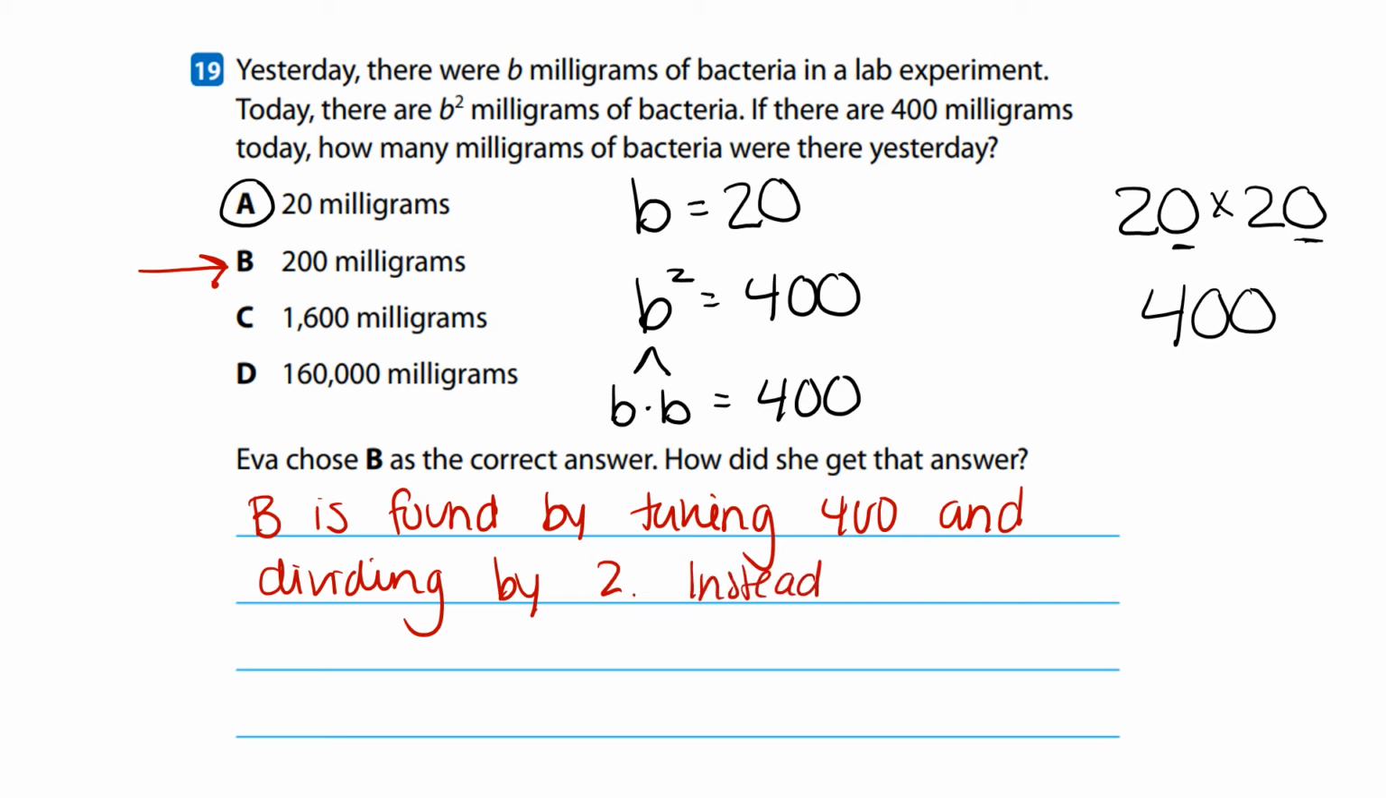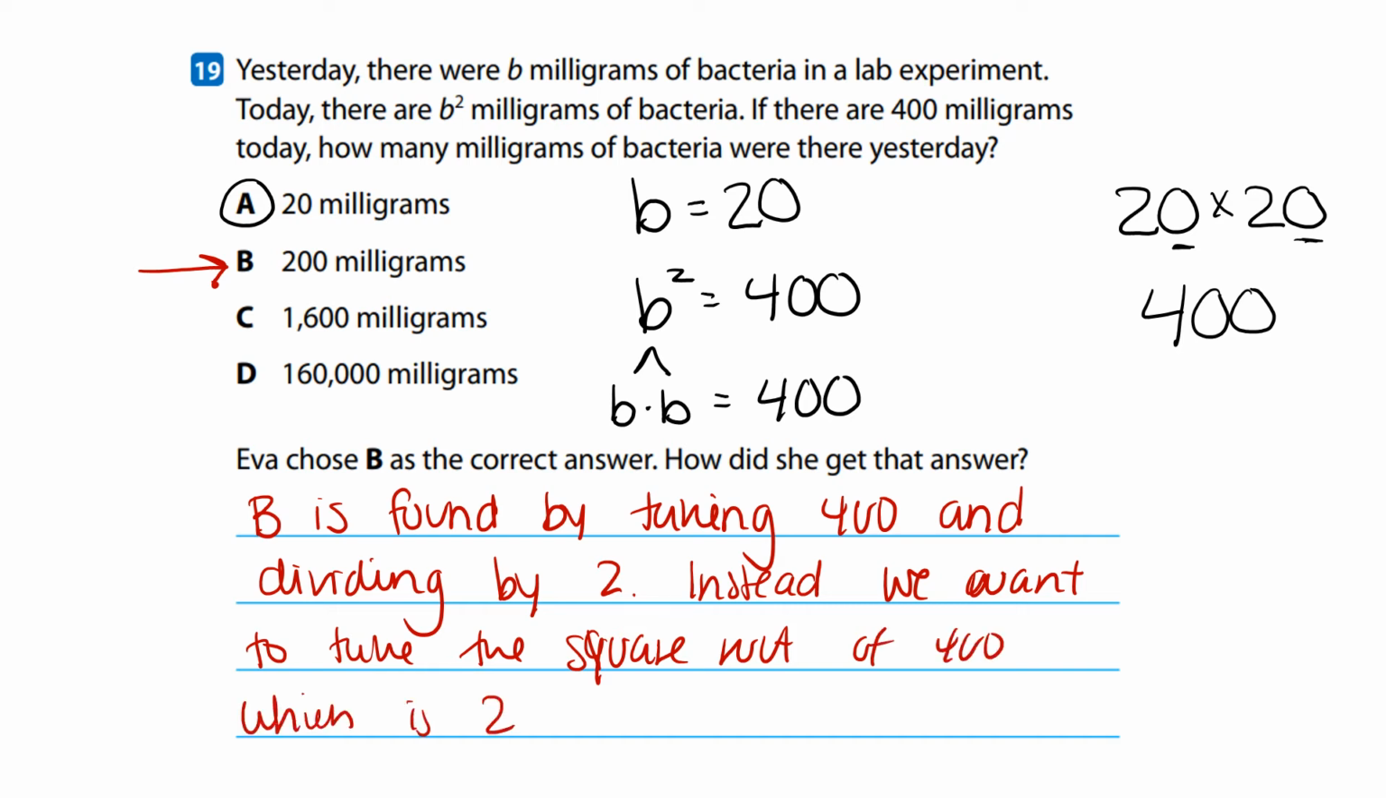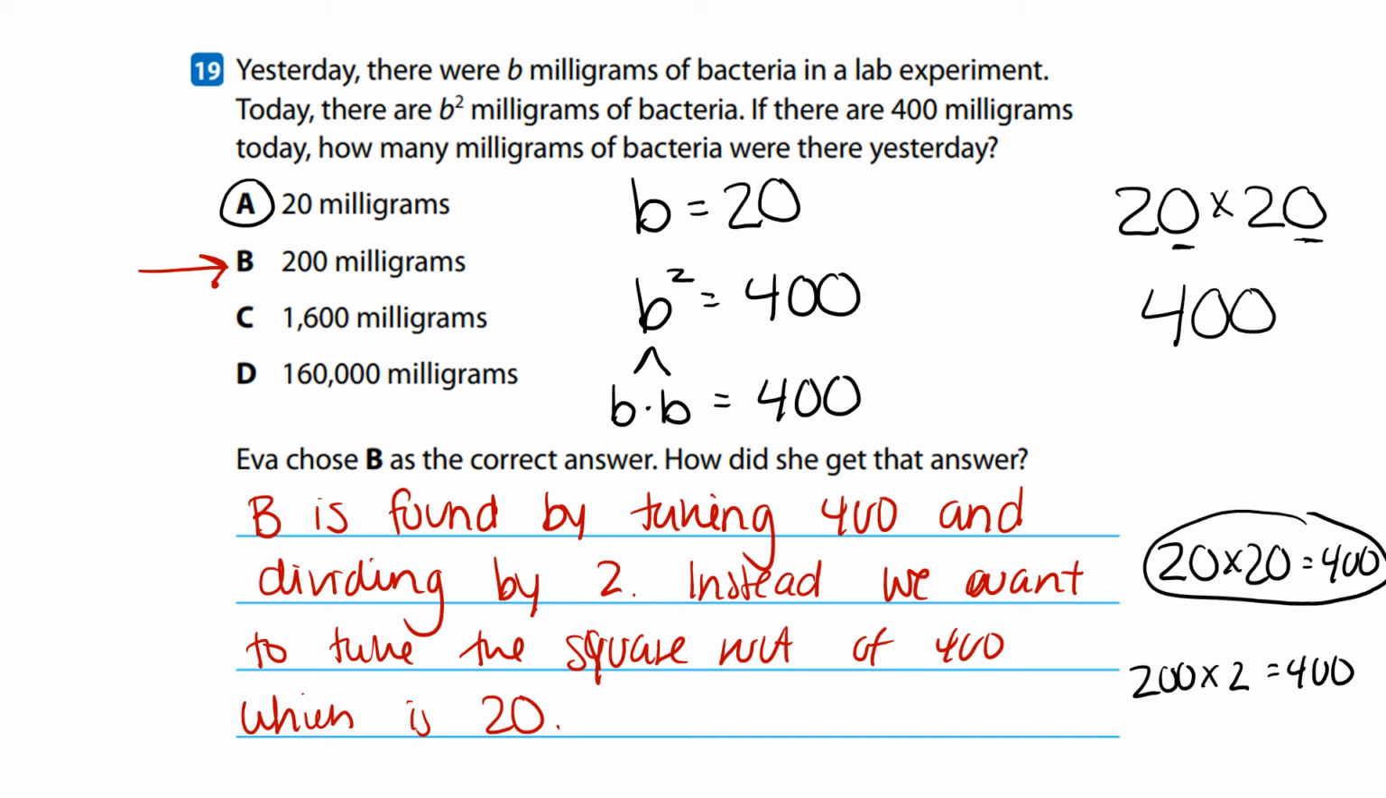Instead, we want to take the square root of 400, which is 20. So look at the difference. The correct answer is 20 times 20, which is 400. We want those numbers to be the same, instead of 200 times 2, which is 400. Both give the same answer, but for square roots, we want the numbers that we're multiplying to be the same, 20 times 20, not 200 times 2.